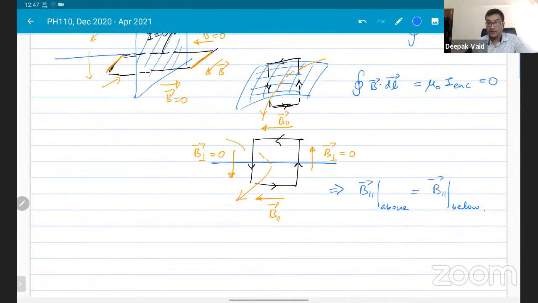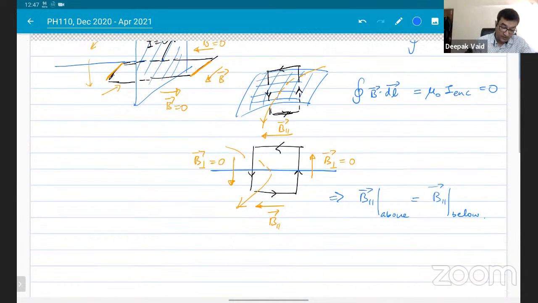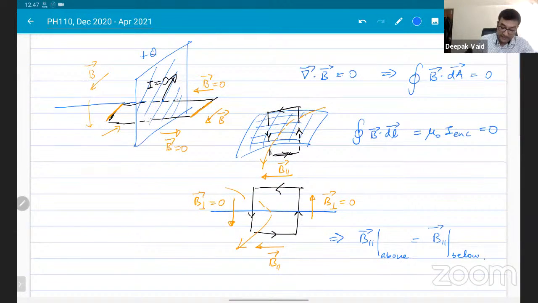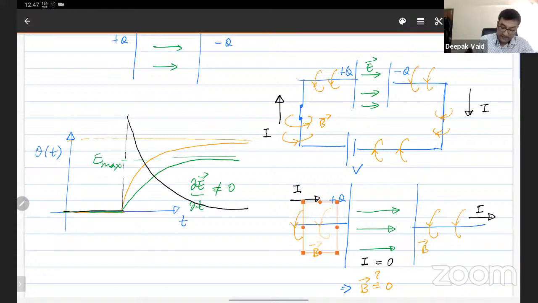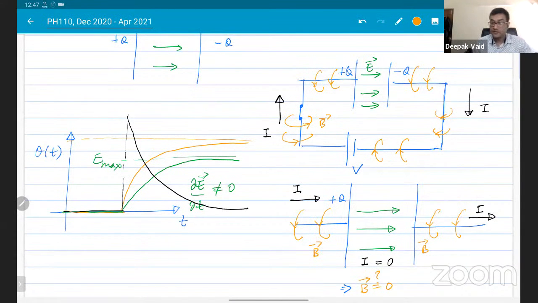What this means is that I have this magnetic field here. Basically it means that the magnetic field is continuous across the sheet. So as I go from this point to this point, as I go from the wire to the empty region, the magnetic field has to be continuous. So if the magnetic field is continuous, that means there has to be a magnetic field here also.